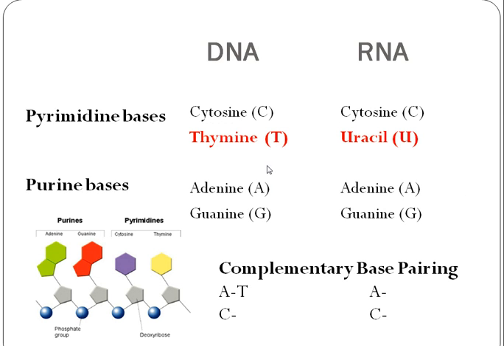So we have those bases. Cytosine and thymine are the pyrimidine bases in DNA, and cytosine and uracil in RNA. So we see the uracil replaces thymine. The purine bases are the same. And so A always hooks with T, C always hooks with G. In RNA, A hooks up with U and C with G.